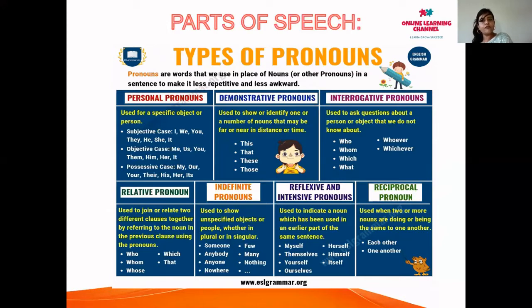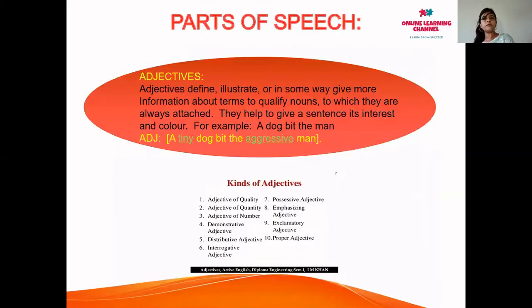Reflexive and intensive pronouns, used to indicate a noun which has been used in an earlier part of the same sentence. And reciprocal pronoun, used when 2 or more nouns are doing or being the same to one another. Now, under each of the types of pronoun, I've helped you with different examples which you need to take a look at. Right, then we're going to look at adjectives.